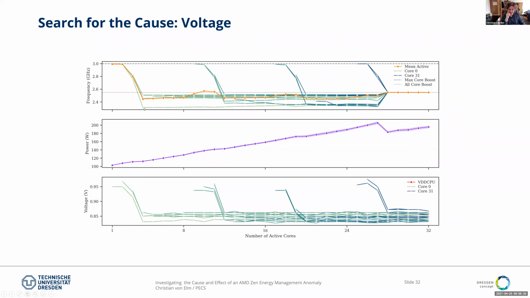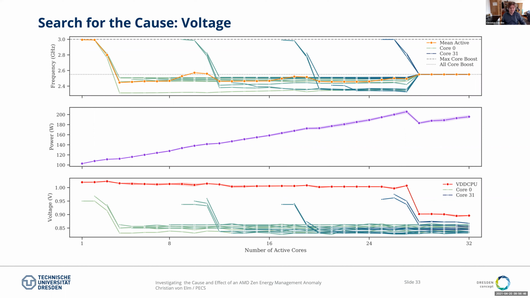So let's bring in the last parameter, and that is the global core voltage from which the individual core voltages are regulated down. And here is where the interesting part happens, because what one can clearly see here is that the VDD CPU stays high even when all the core voltages drop down.